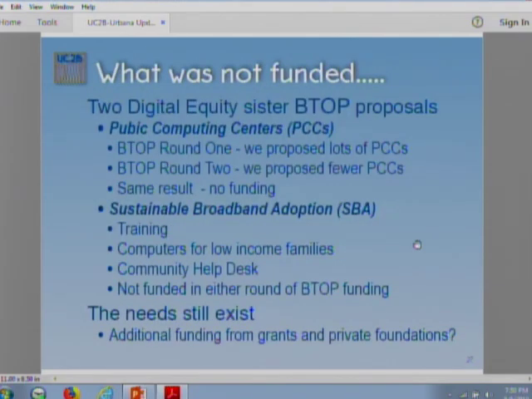Back in 2009 when we were funded, there were things that we asked for that were not funded, and that's really a lot of the focus of UCTV these days. We had 2 different proposals to do digital equity things, training, helping people learn how to use computers, how to use the network, educational purposes, vocational purposes, job training, you name it. Neither of those proposals were funded, but the needs didn't go away just because we didn't get the money.